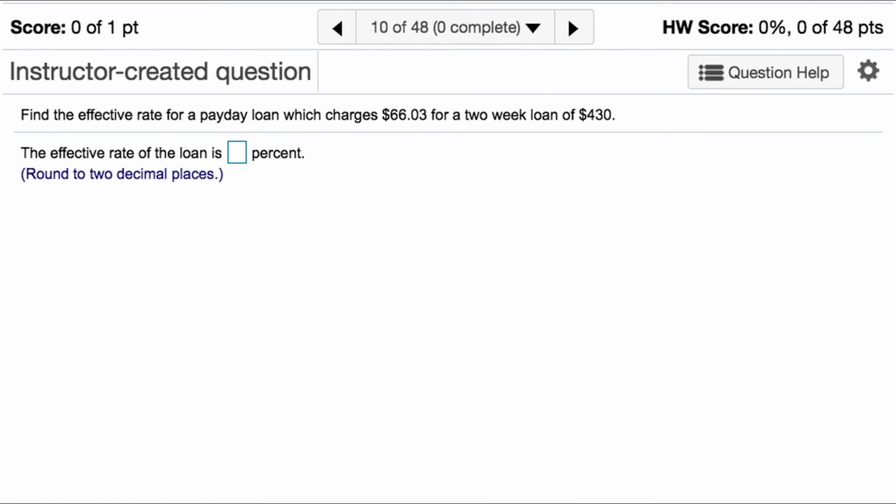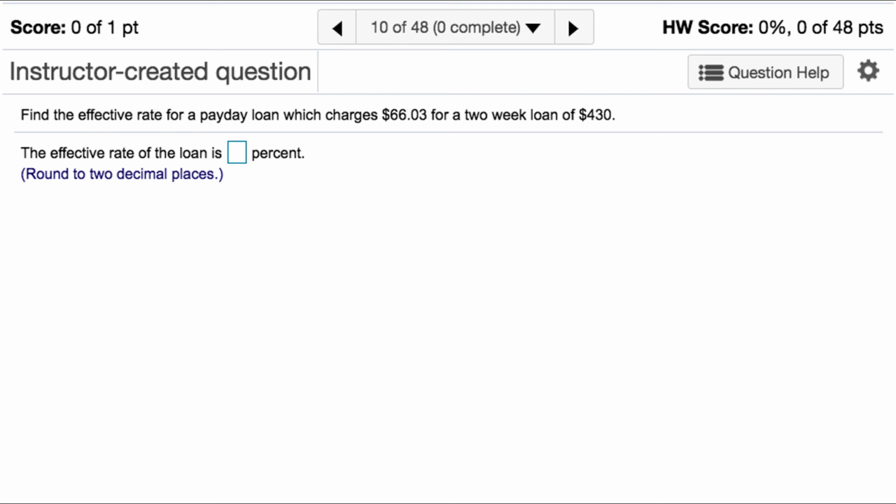All right, here we want to find the effective rate for a payday loan, which charges $66.03 for a 2-week loan of $430. The effective rate is the percent charged per year. So it's the percent change over the course of a year. In this case, we have the amount charged not over a year, but over 2 weeks. So we just need to convert that.